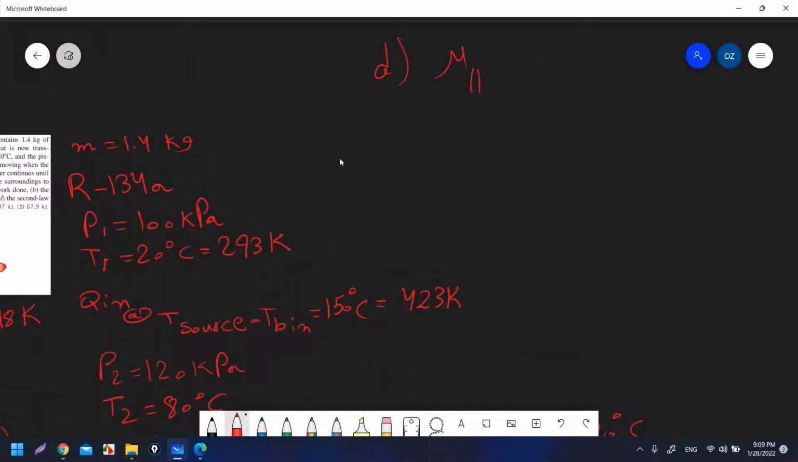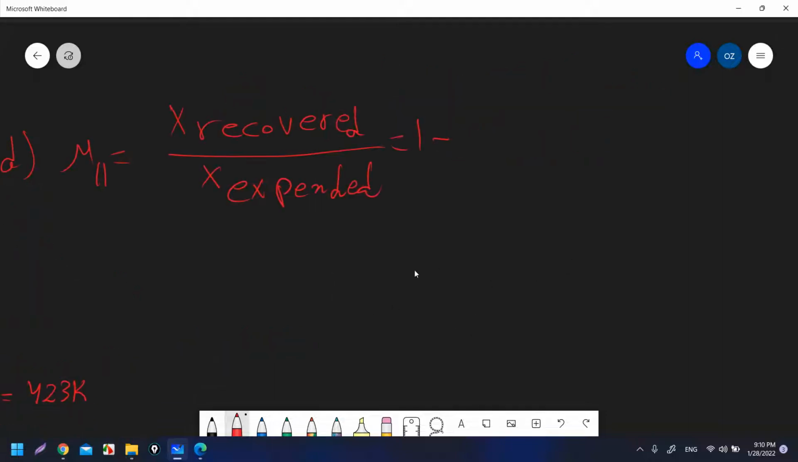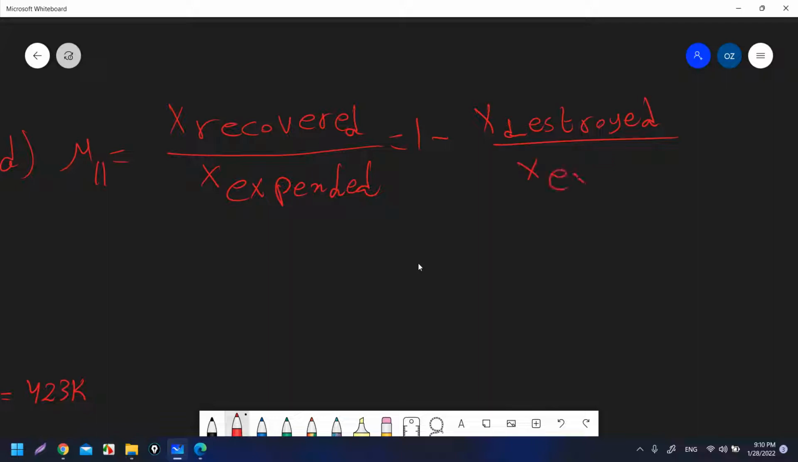Part D, second law efficiency. The general equation for the second law efficiency is X recovered over X expended, which is equal to 1 minus X destroyed over X expended. Because the X recovered is equal to X expended minus X destroyed, then X expended over X expended will give you 1, and the remaining will be minus X destroyed over the X expended.